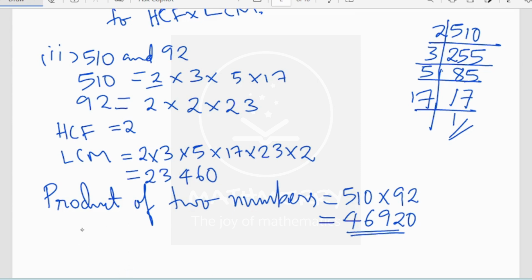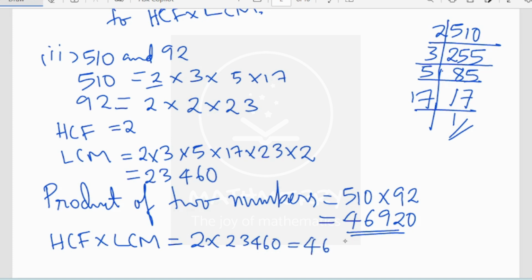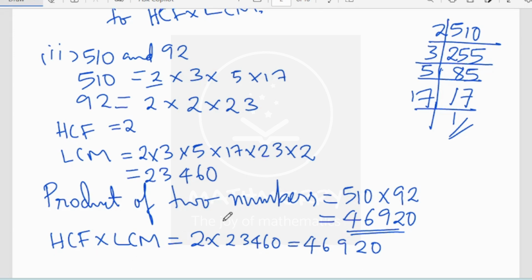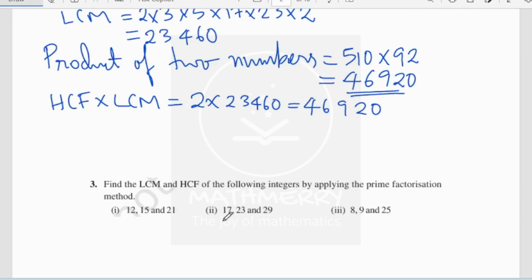Now we have to find out HCF into LCM. So that will be 2 into 23,460. Okay, when we multiply, we will get the same, that is 46,920. If you observe the numbers also, you will understand this, that they are equal. So we got both the same. So that means both are equal.